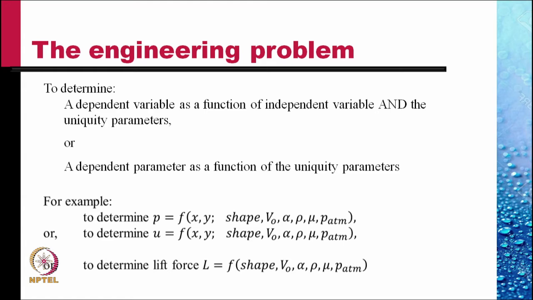For example, an engineering problem could be to determine pressure p as a function of the independent variables, the location variables x and y, and the uniquity parameters: shape, velocity far away or velocity of the airfoil, alpha the angle of attack, rho, mu the properties of the atmosphere and the atmospheric pressure itself.